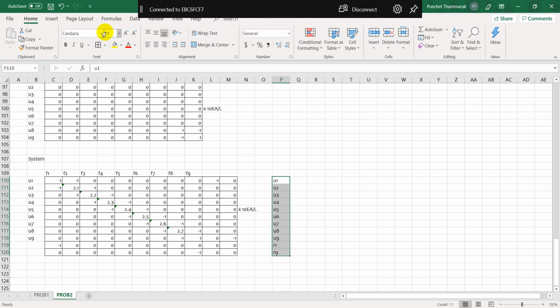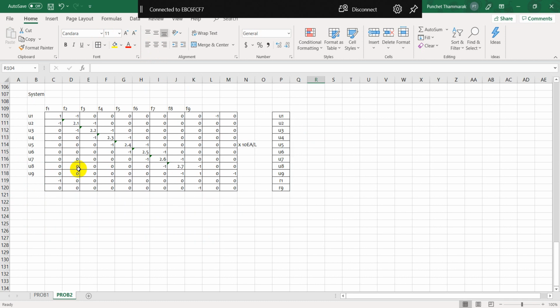Actually, there's nothing special or new here. You have seen all this in the class. And you don't have the applied point force, just only have minus 1 over here. That's it.